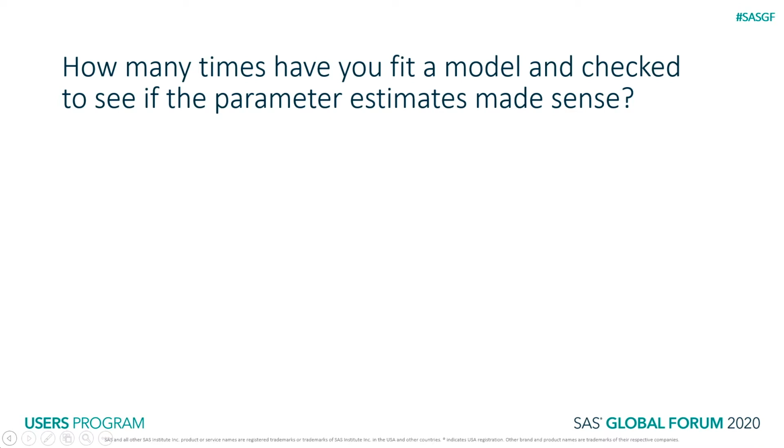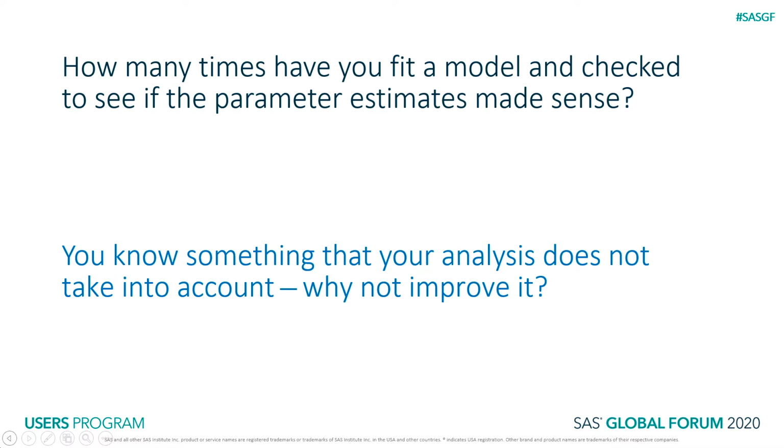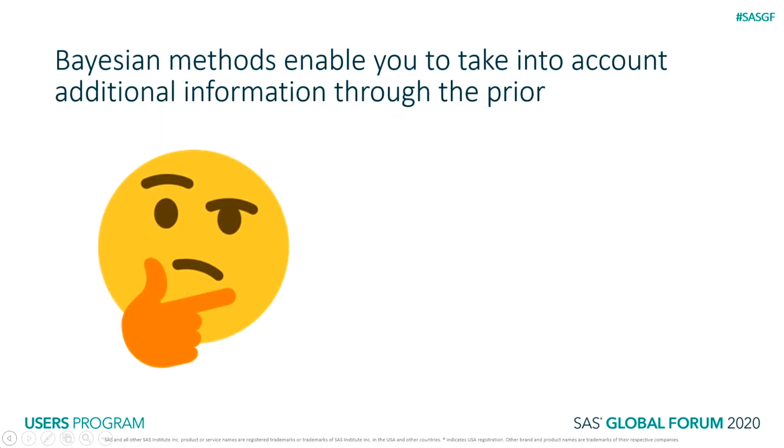Maybe I need to fit a different model, or maybe the optimizer got messed up. So that tells you something. You know something that your analysis is not taking into account, and so that's an opportunity you can improve it. So that's the pitch for Bayesian methods, taking into account this additional information that's not explicitly in your model through the prior distribution. But admittedly, this is not easy.